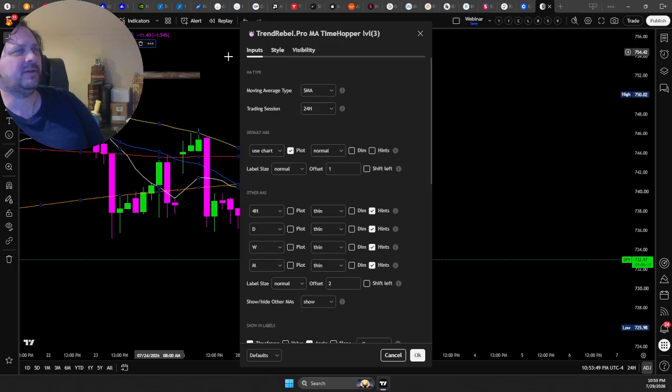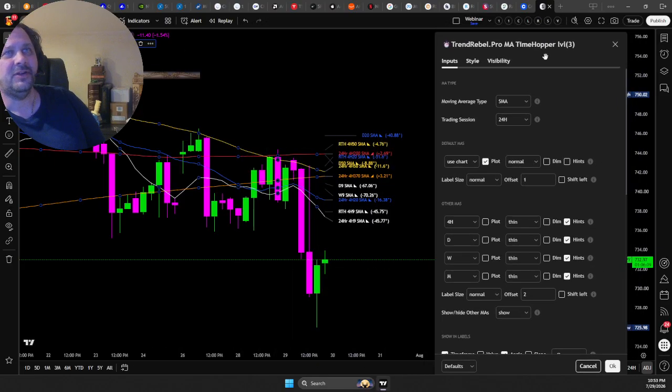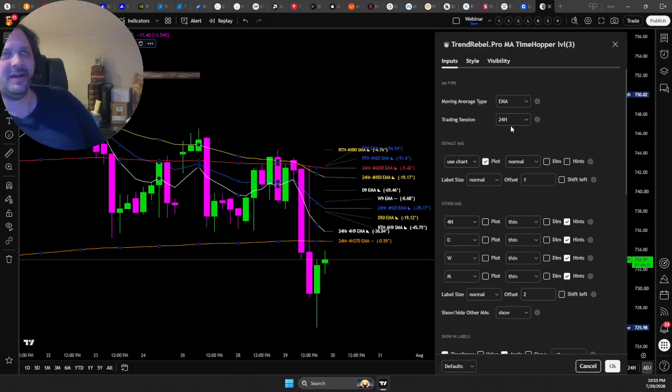Let's show you real quickly how you can make those settings. You can run EMAs if you want to run EMAs instead. I like EMAs for short time frames. I like SMAs for higher time frames. And then you can go over here and select what we are. We're on a 4 hour chart.